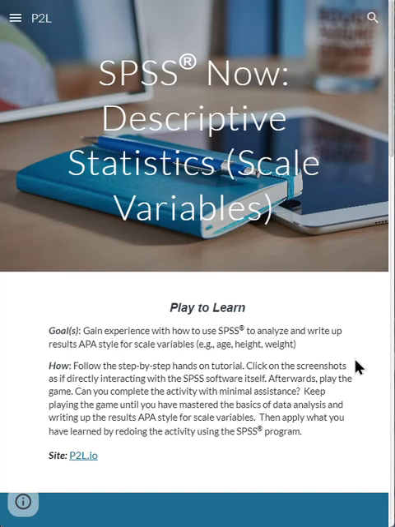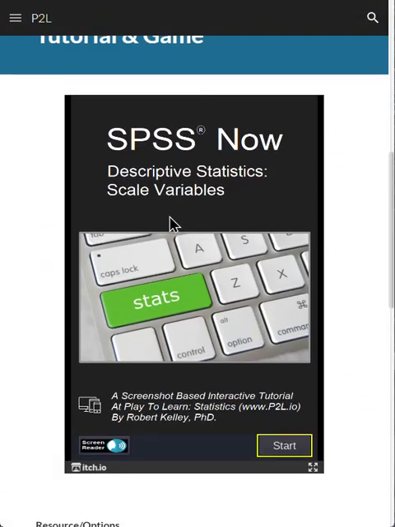We're at the Play to Learn website looking at the SPSS Now descriptive statistics for scale variables. Scale variables are where we have numbers you can add, subtract, multiply, divide, and calculate the average of. Here is our tutorial game.